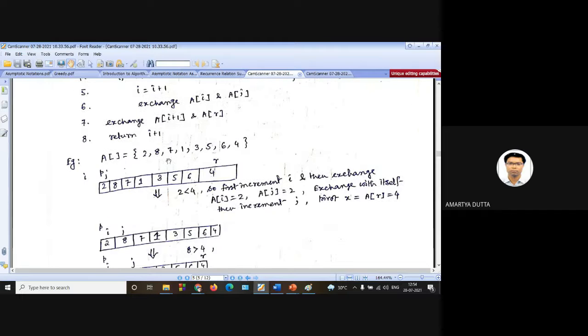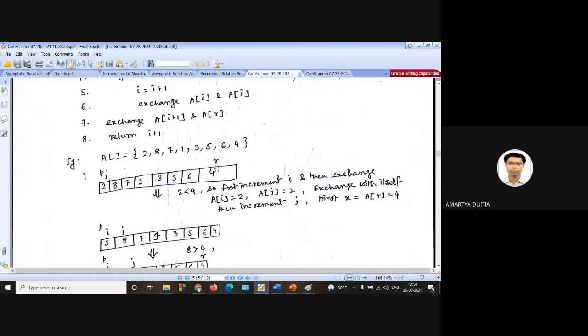Now, what is your X? X is your AR. Your last element is chosen in Lomuto partitioning as the pivot. In Hoare partitioning, the first element is chosen as the pivot. In randomized quicksort, any element is chosen as the pivot. Here I am discussing the Lomuto partitioning, that is, the last element as the pivot. So here 4 is the pivot, that is X is equal to AR.